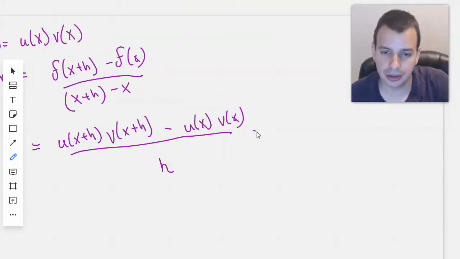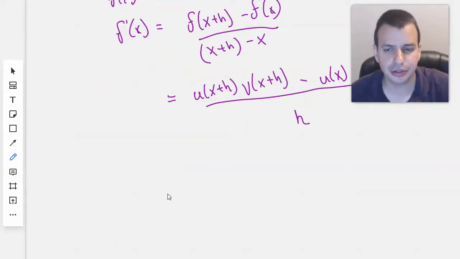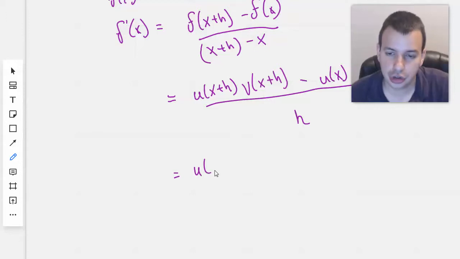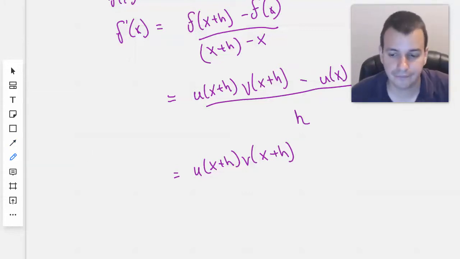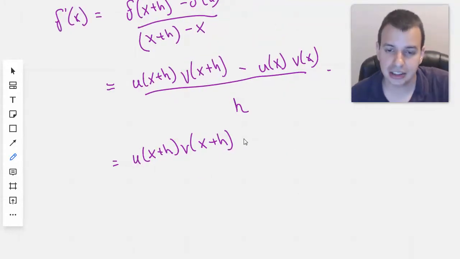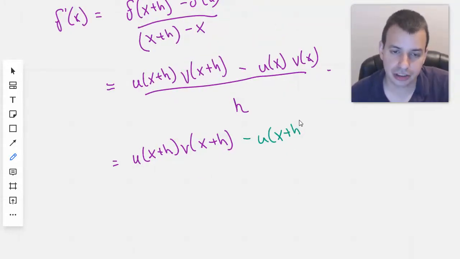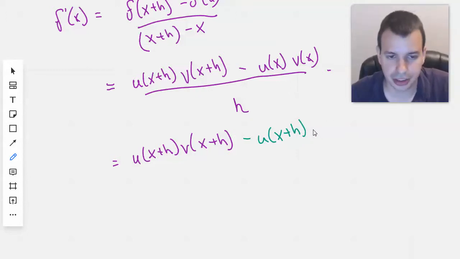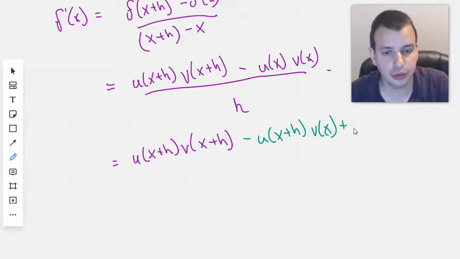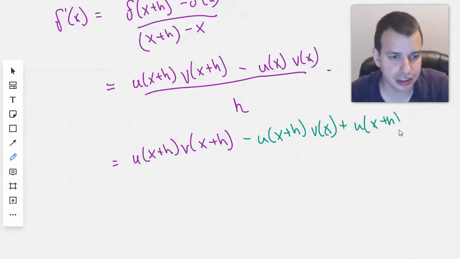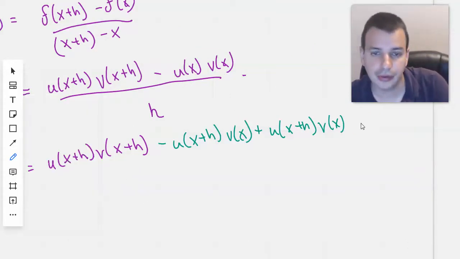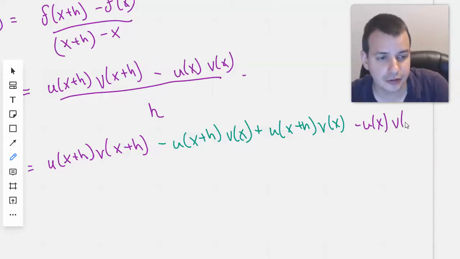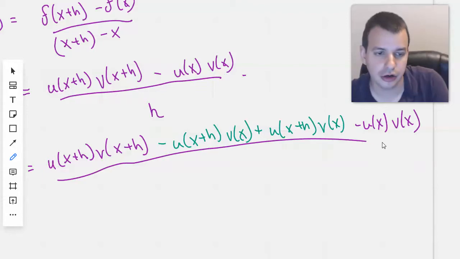Now I'm going to do something. I will just do it down here. Good idea. u of x plus h, v of x plus h, pretty standard. Change colors to add crazy emphasis. We will subtract u of x plus h times v of x. Then we will add u of x plus h times v of x. And then we'll go back to purple, minus u of x, v of x, all over h.